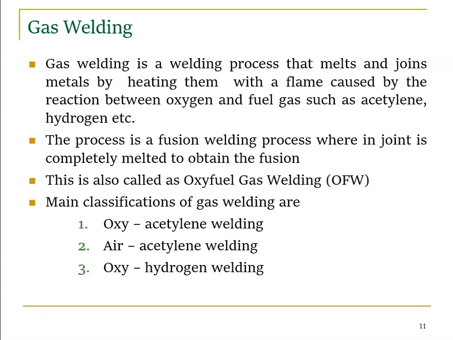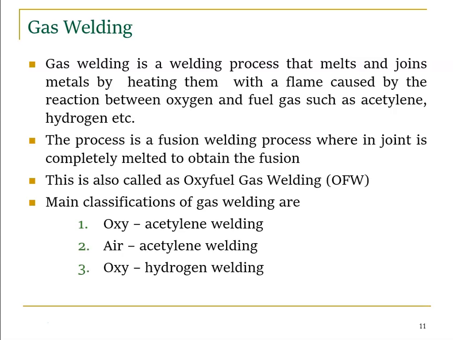Gas welding is a welding process that melts and joins metal by heating them. So we are going to heat the workpiece material with a flame. The flame is caused by the reaction between oxygen and fuel gas like acetylene, hydrogen, all those things. So we mix oxygen with air or acetylene or hydrogen. The mix of these gases will create the flame. That flame is used to increase the temperature of the workpiece material. That is gas welding.